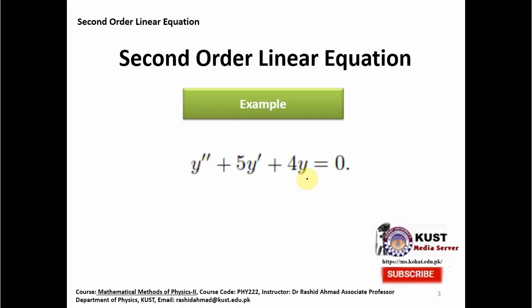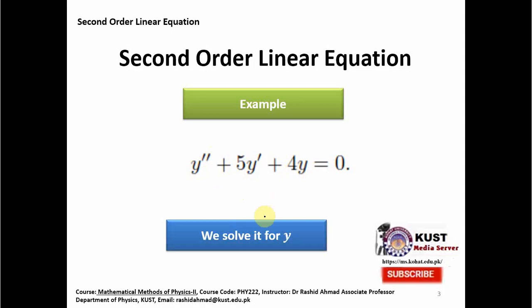An example of this equation, just to show you how we can solve them, is this. You can see y is with a double derivative, and in this case a2 is equal to 1, and then 5y prime means this is the first derivative, so a1 is equal to 5, and then 4y, so a0 is equal to 4. Now we can try to solve it for y, and from this we will learn the general method for solving this type of equations.